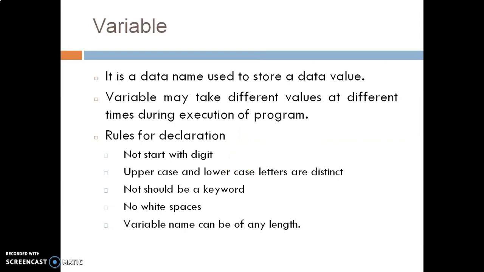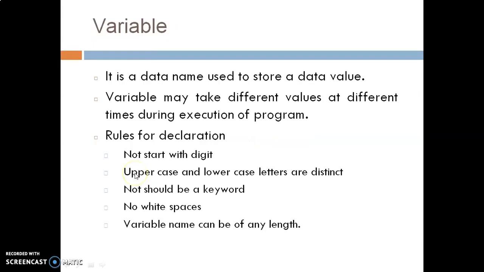Variables: the same rules that we have used in C as well as in C++. It is a data name used to store a data value. Rules are the same. It should not start with a digit. Uppercase and lowercase letters are distinct, it means they are different. It should not be a keyword. You cannot use goto or void or if, because they are keywords. No white spaces are allowed. If you try to do this, you will get a syntactical error. Then a variable name can be of any length in Java.